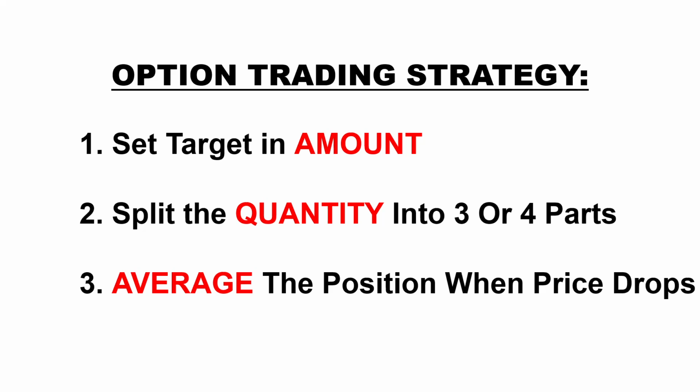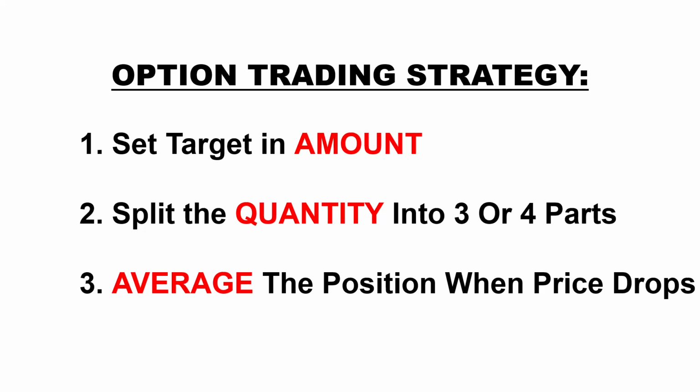Today I'm gonna show you a different method of booking your profit in option trading with auto average function. Here we are not giving points or percentage as target, but amount as the target. The strategy is very simple. If you want to place order for 3000 quantities, split the order into quantities of 500.